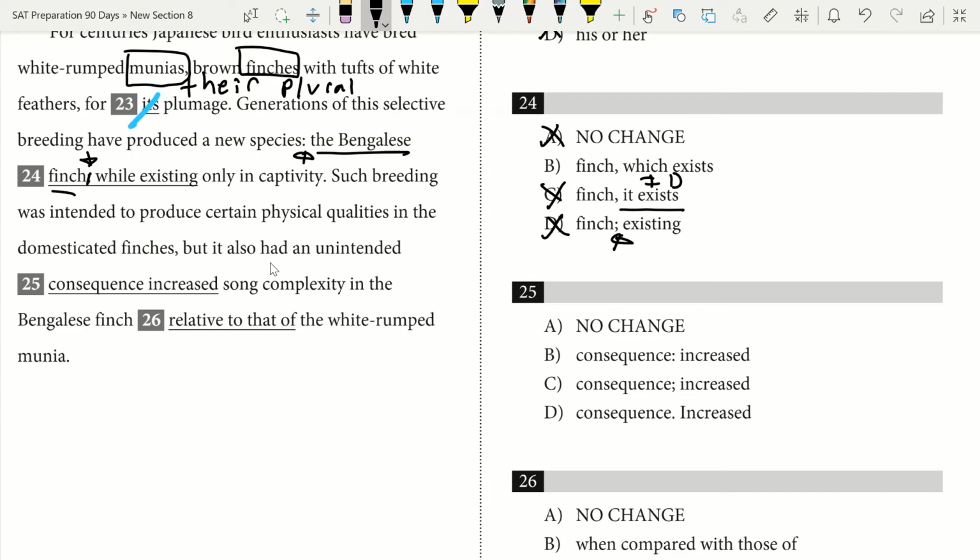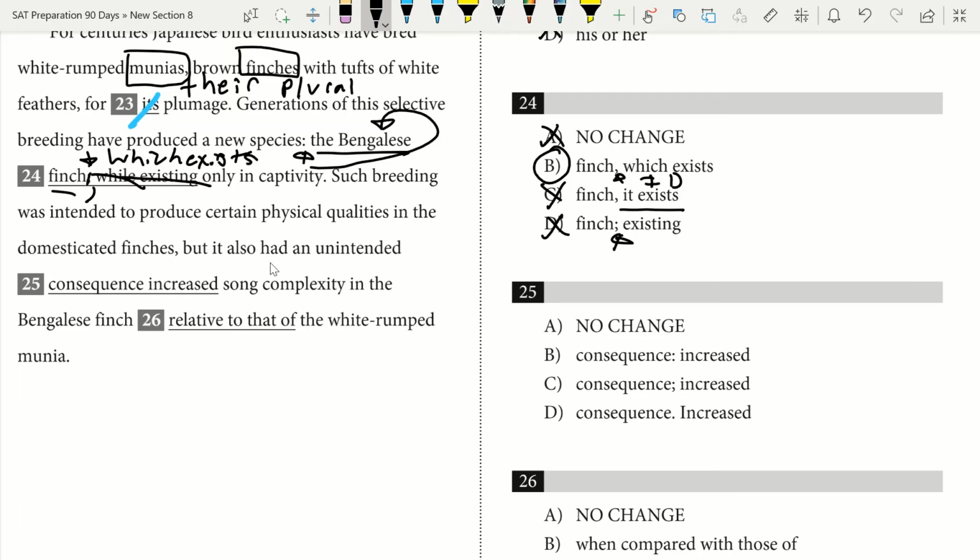So what I'm going to have here is the Bengalese finch, and then a comma, which exists only in captivity, right? That comma and then saying which exists only in captivity, because this "which exists only in captivity" is non-essential, and it refers to this Bengalese finch. And since it's non-essential, we're going to put that comma in front of it. Okay, so our answer for 24 is going to be B.